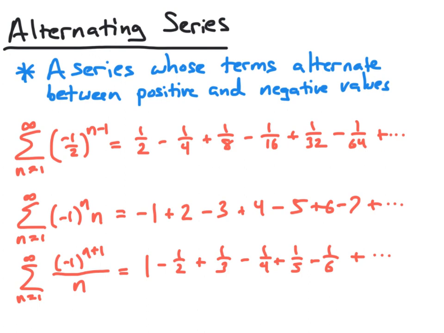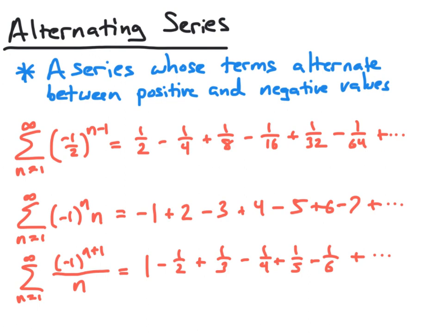Although we're only looking at three examples of alternating series here, we can see a key aspect of their structure. Each of these series can be written as (-1) to some power, either n, n minus 1, or n plus 1, multiplied by some other term which is positive. In the second and third examples here, that's made explicitly clear. The second example is (-1)^n times the positive formula n, and the third one is (-1)^(n+1) multiplied by 1 over n, which is always positive.